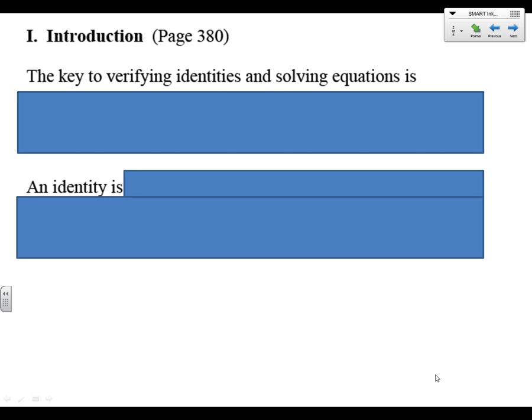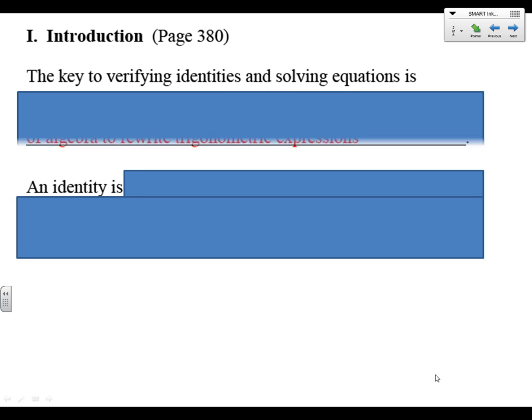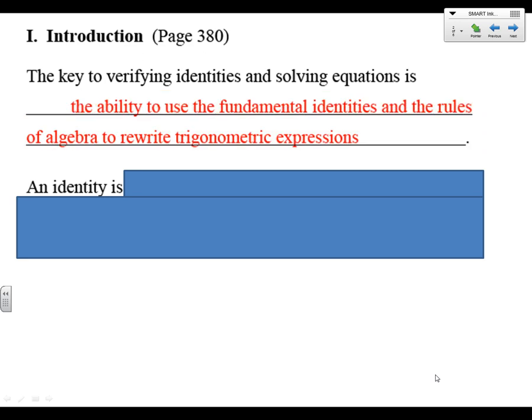The key to verifying identities and solving equations is the ability to use fundamental identities and the rules of algebra to rewrite trig expressions. So basically what that means is, can you move things around from one side to the other?